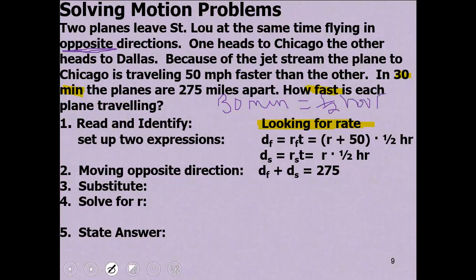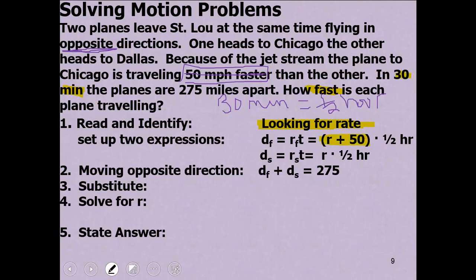Okay? So again, I'm going to set up two expressions. The distance traveled of my faster has to be the rate of it times the time. Now let's read to figure out what the rate is. The plane traveling to Chicago is traveling 50 miles per hour faster than the other being the slower. All right? So we have to take r and add 50 miles per hour to it. So the rate of my faster one, my faster plane, is going to be r plus 50. I don't know what the rate is.